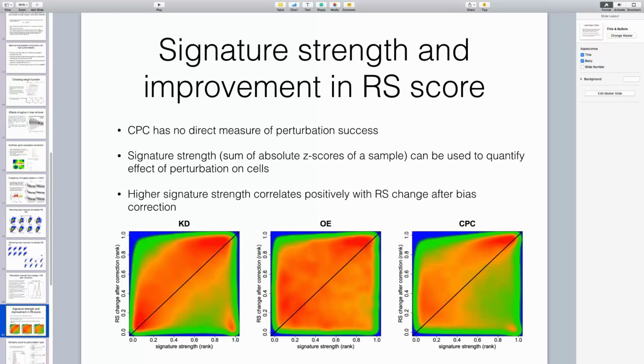As we can see here, it's like a heat map. I basically rank transformed the signature strengths of all the samples in the CPC data. And then it's basically a scatter plot with the change of reproducibility, also rank transformed. You can kind of see that the samples that have high signature strength are also the samples that have the highest improvement in the reproducibility score. And this is also very nicely seen in the knockdown, even though there is this weird outlier. There are some that have a very high signature strength, but they don't really have any reproducibility improvement. So that's an interesting case there.